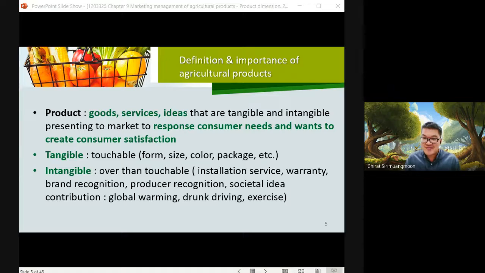For now, many people love to preserve the world, like conservation. They think about global warming. They don't like drunk driving. They do exercise. This is also a product. So in conclusion, a product can be everything: goods, physical things that you can touch, a service, or an idea. An idea is not something you can touch, but it has some meaning that the consumer needs and wants. And then you serve that to maximize satisfaction for the consumers.